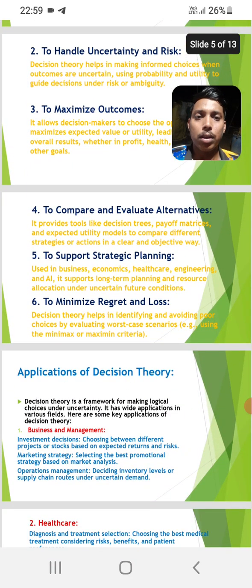Fourth, to compare and evaluate alternatives. It provides tools like decision trees, payoff matrices, and expected utility models to compare different strategies or actions in a clear and objective way. Fifth, to support strategic planning. Used in business, economics, healthcare, engineering, and AI, it supports long-term planning and resource allocation under uncertain future conditions to minimize regret and loss.